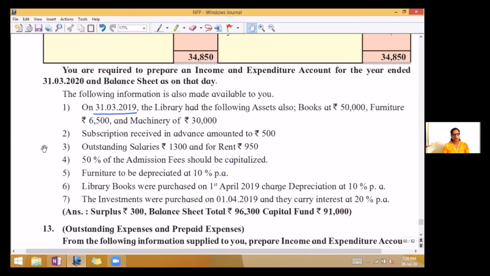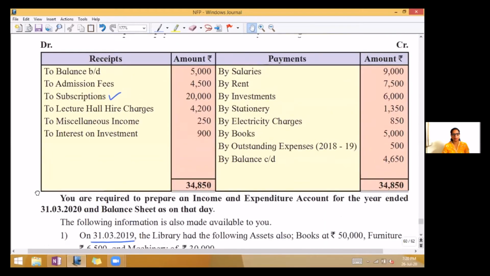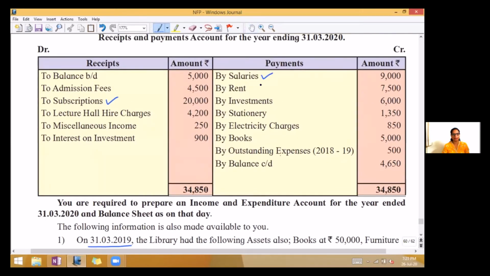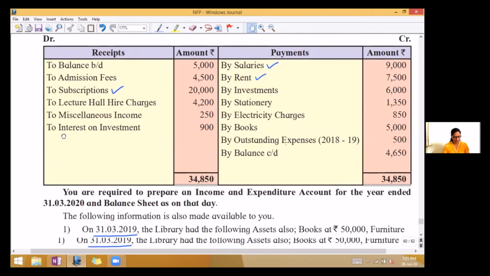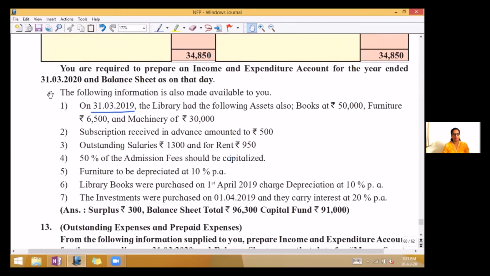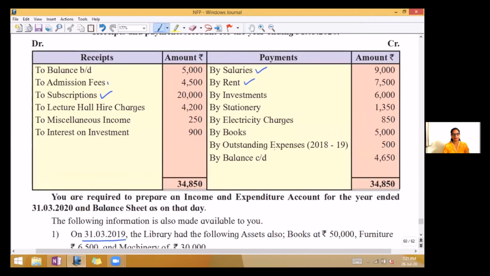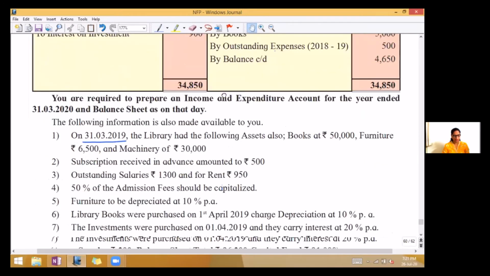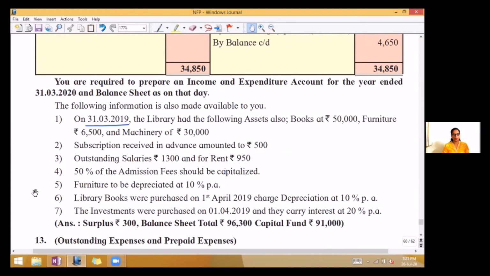Third, outstanding salaries rupees 1,300 and for rent rupees 950. So on the payment side, salaries, rent, put a tick mark. Fourth adjustment, 50% of the admission fees should be capitalized. So mark admission fees on the receipt side. Fifth adjustment, furniture to be depreciated at 10% per annum. So this you can mark there in the adjustment itself.